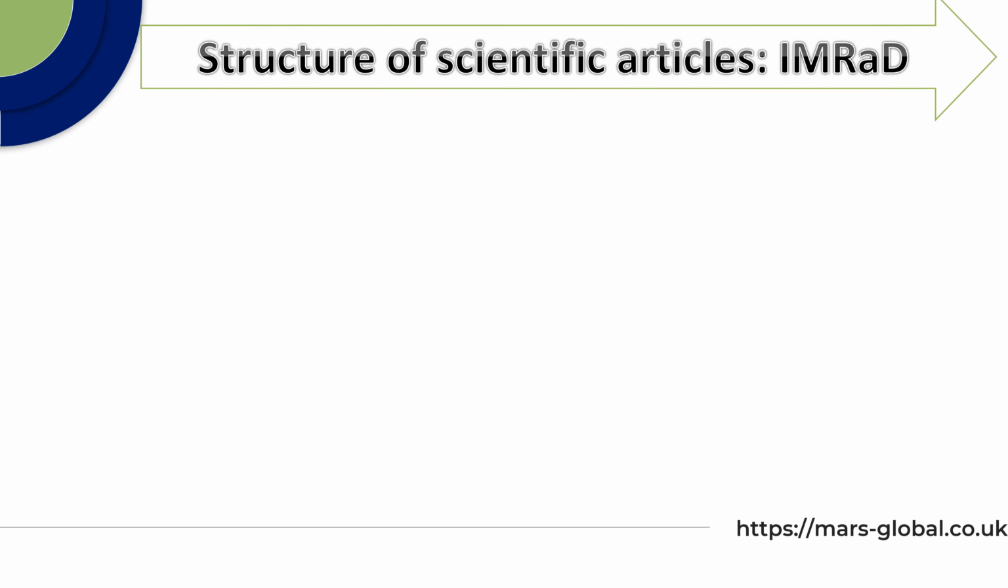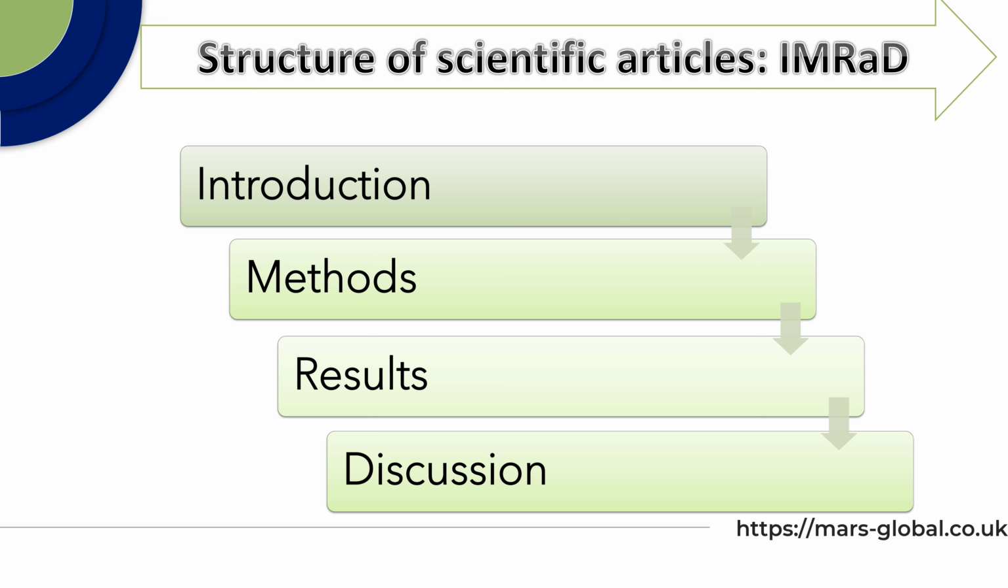First, let me quickly review the main flow of manuscript sections, which can be summarized by the acronym IMRAD. This structure consists of the introduction, the methods, the results, and the discussion. Following this sequence of sections ensures that your manuscript provides a well-organized and coherent story of your research study.